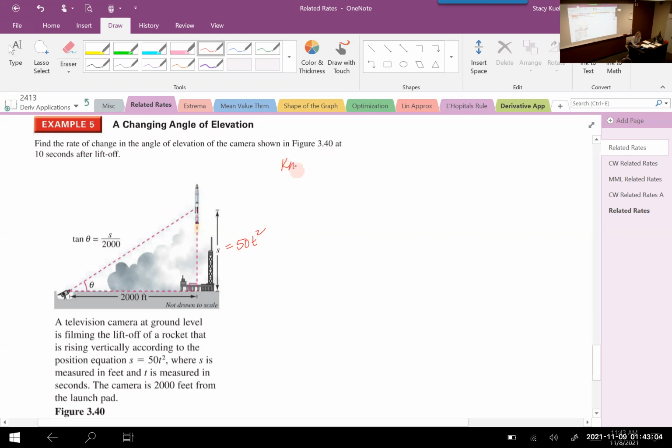So I know what s is. I know this information you see here. What do I want to find? Exactly, I'm finding d theta/dt when t is equal to 10 seconds.